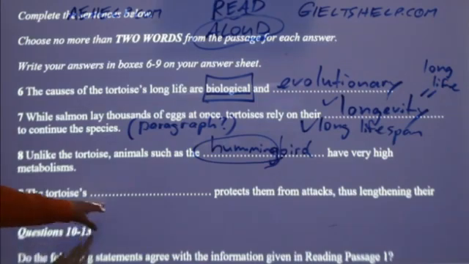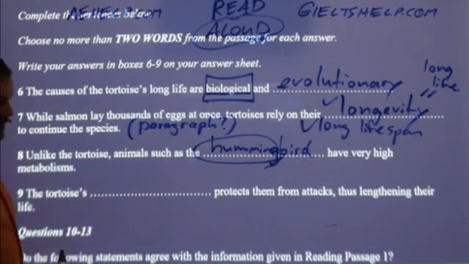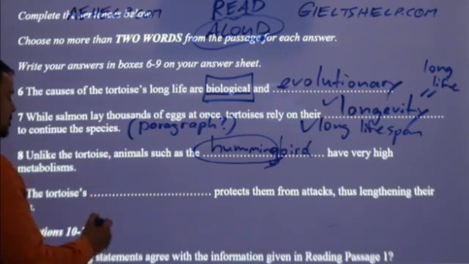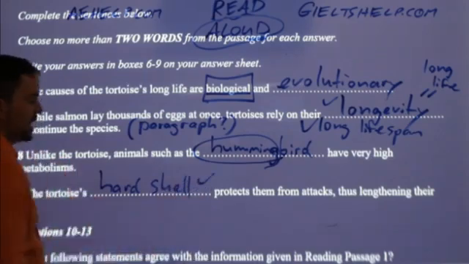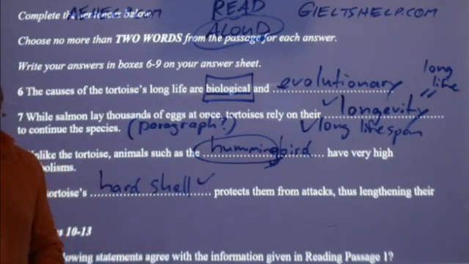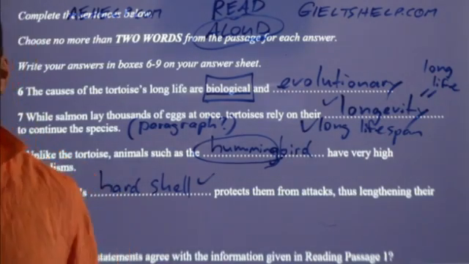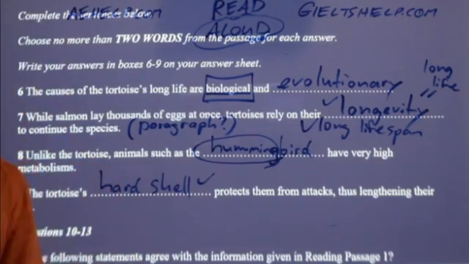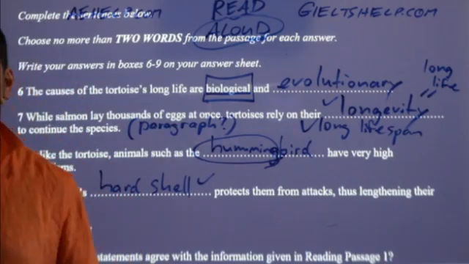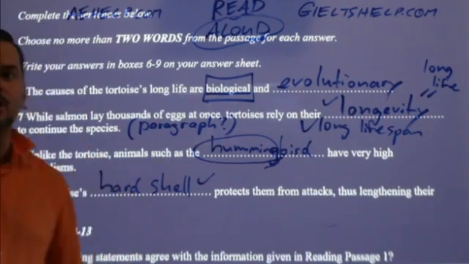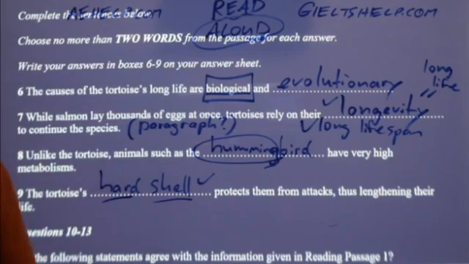The tortoise's something protects them from attacks, thus lengthening their life. You should get this, okay? This is a low band level question. The tortoise's hard shell. If you put shell, it'll be okay. I think it's better to put hard shell, okay? Outer shell, Rahul, yeah, they'll take that as well. Okay, not cell, Ahmed Al-Qadasi, it's shell. Okay, careful, S-E-L-L and S-H-E-L-L are very different. So spelling is important. Hard shell, 2 words, okay? Hard shell. Careful with your spelling, okay?